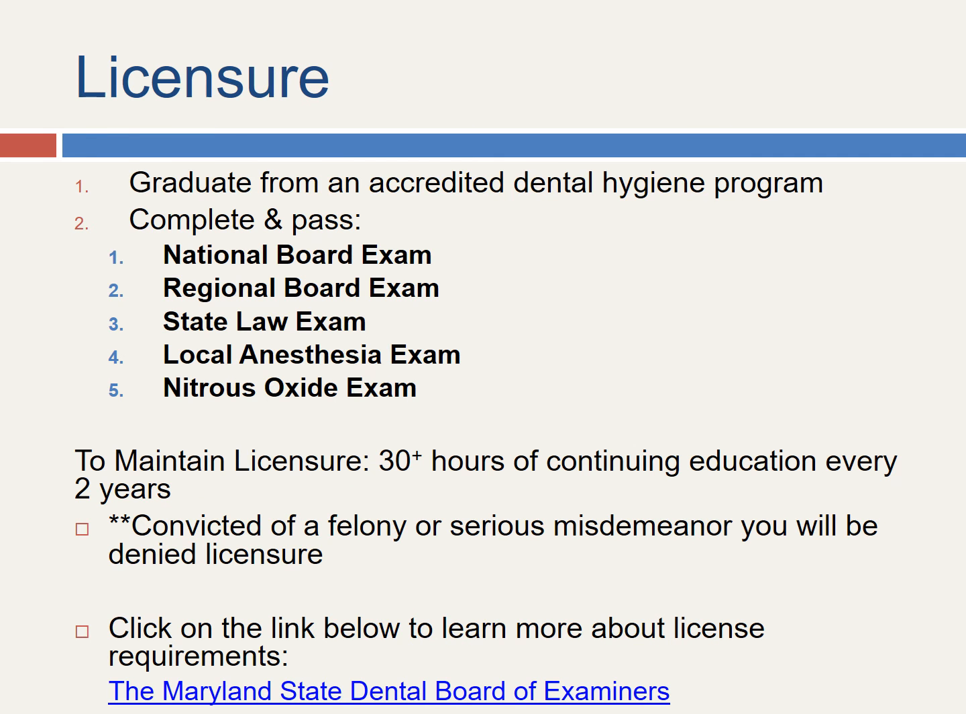It is required that a dental hygienist in the state of Maryland complete 30 hours of continuing education credits every 2 years. In addition, they must also complete an OSHA course and a CPR course for healthcare providers. Click on the link to learn about licensure requirements in the state of Maryland.